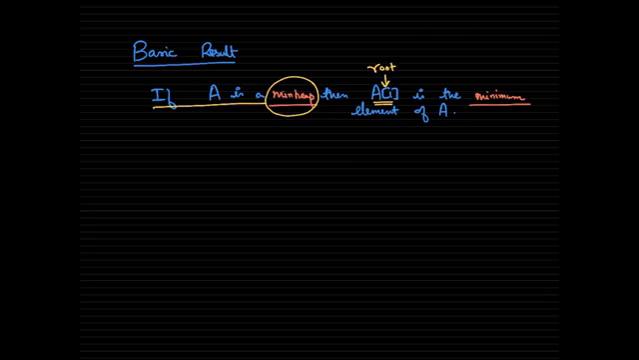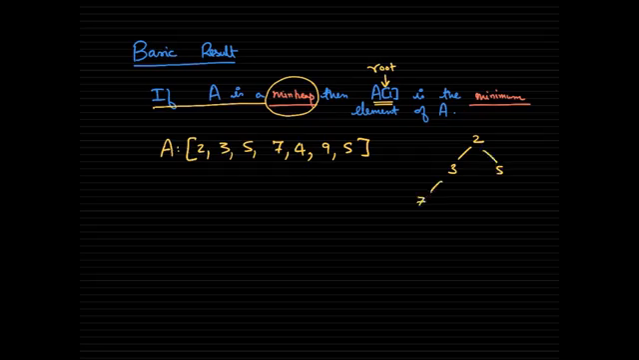This is really, really simple. So let's take an example. Let's take the heap: 2, 3, 5, 7, 4, 9, 5. So you can see the smallest element is always at the root, or the smallest element is always the very first element of the heap.